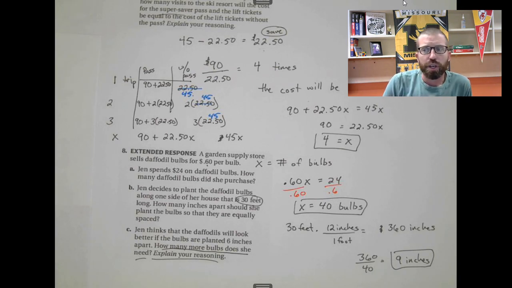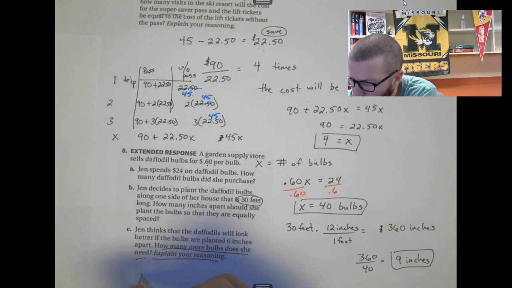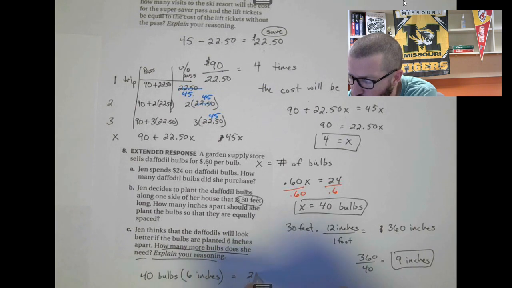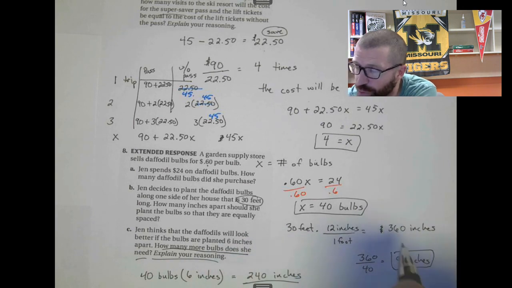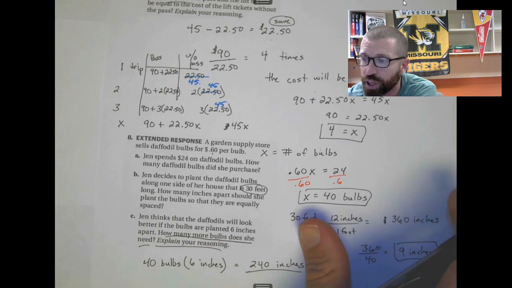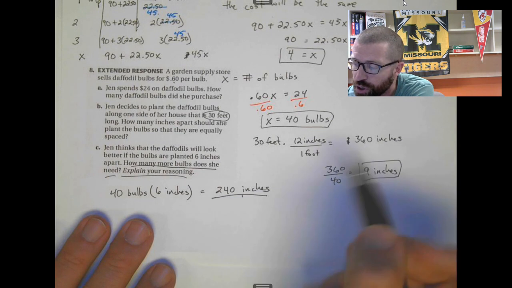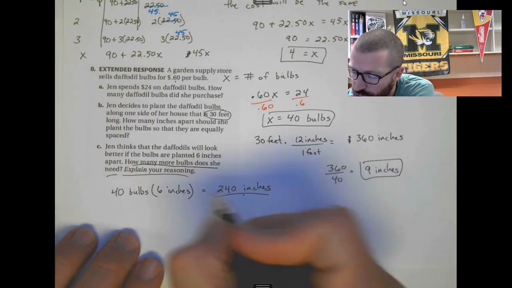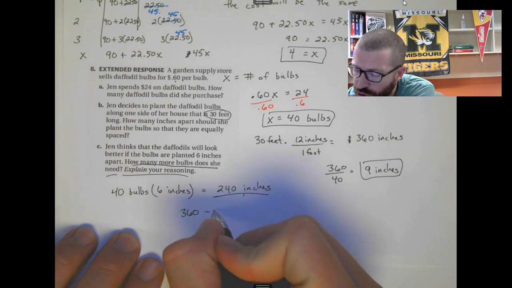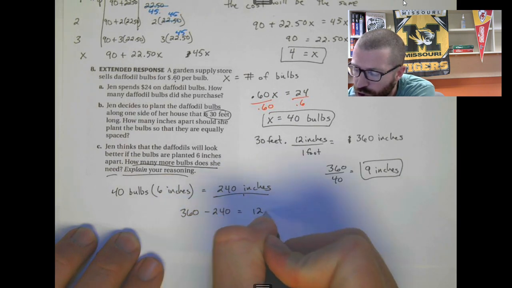So you have 40 of them, and every 6 inches, you could figure out how many inches that would take. So 40 bulbs, and then every 6 inches. So that's 240 inches that you have used of your house. But we have 360 inches. Okay, so how many inches are left? Well, if you had 240 inches covered, but you have a total of 360 you want to cover, then that's 360 minus 240. So you have 120 inches left.